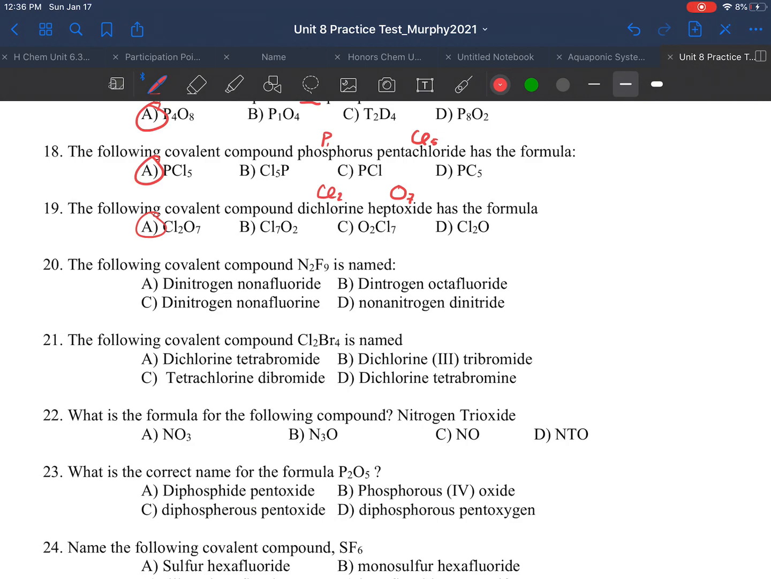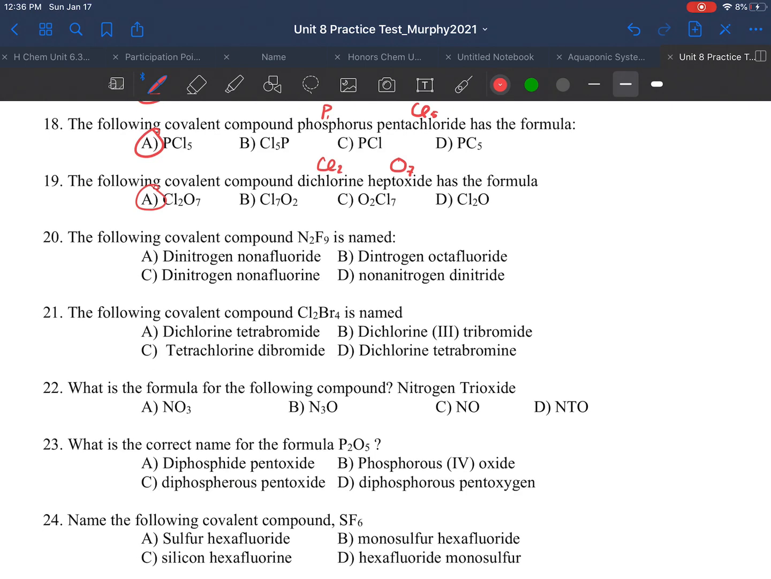The following covalent compound, N2F9, is named. So we have to remember that N is nitrogen. And since there's 2 of them, we're going to put di in front. And then F is fluorine, and nona is the prefix for 9. So dinitrogen, nonafluorine. And I'm making a mistake here. Not fluorine. Hopefully you guys caught me there. It should be fluoride. This is the second element. We changed the ending to "ide." So the answer there should be A.